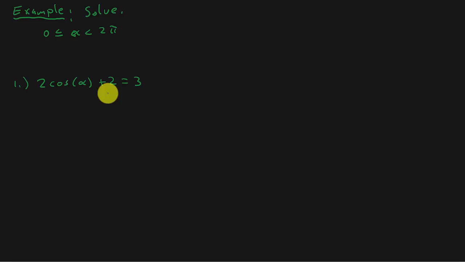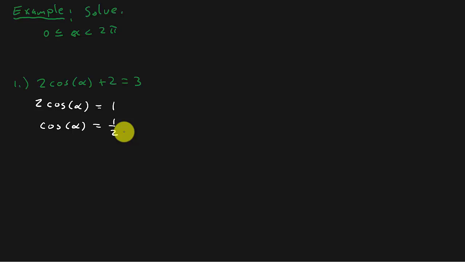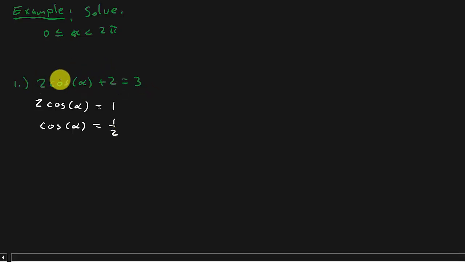So guess what? In order to work these problems, we got to get the trig function by itself. So we got to solve for cosine alpha. So that's going to be 2 cosine alpha equals 1, or cosine alpha equals 1/2. There you go. And now look, just like all the other ones. You see what I'm telling you? If you can get all of that we just got finished doing, then you can do this stuff. This is going to be the difference, is you're going to have to get the trig function by itself.